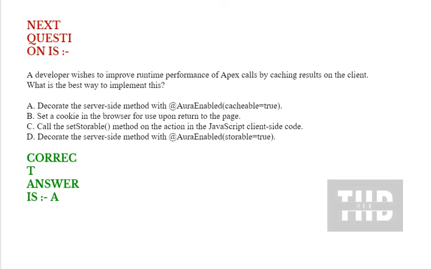Next question is, a developer wishes to improve runtime performance of Apex calls by caching results on the client. What is the best way to implement this? Option A. Decorate the server-side method with @AuraEnabled(cacheable=true).